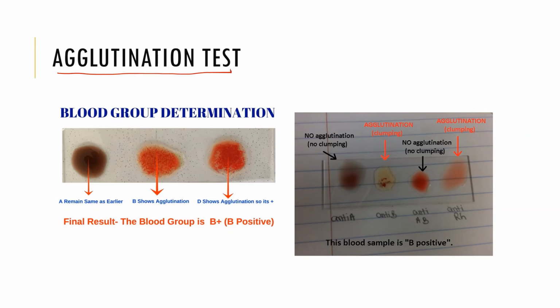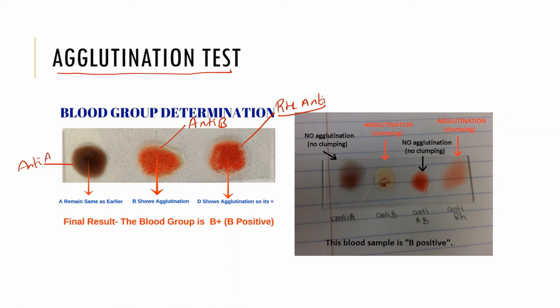ठीक है. Then we have a small slide. इस स्लाइड पे we have 3 drops. One will be anti A, ये होगा anti B, और ये होगा RH antibody. हाँ, ये भी एक factor है. So when you give a drop of blood, if the person belongs to the blood group A, it will clot because of the anti-A.